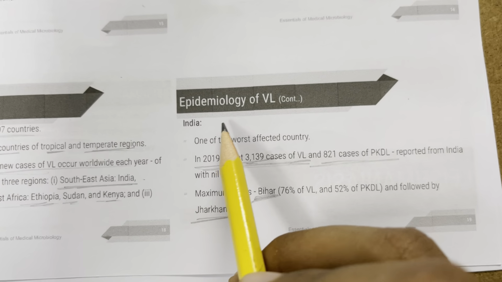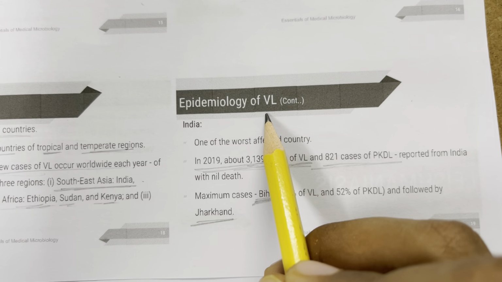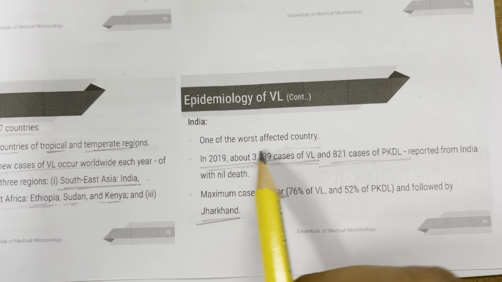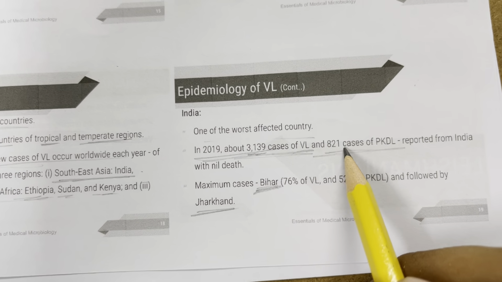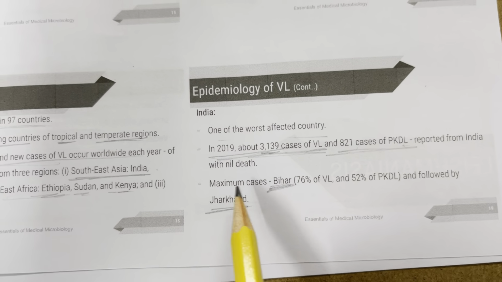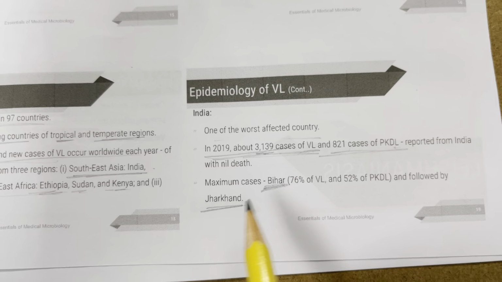And moving on to the epidemiology of VL, India is one of the worst affected countries. In 2019, approximately 3,000 cases of VL and 800 cases of PKDL were reported from India with nil deaths. Maximum cases are from Bihar and Jharkhand.